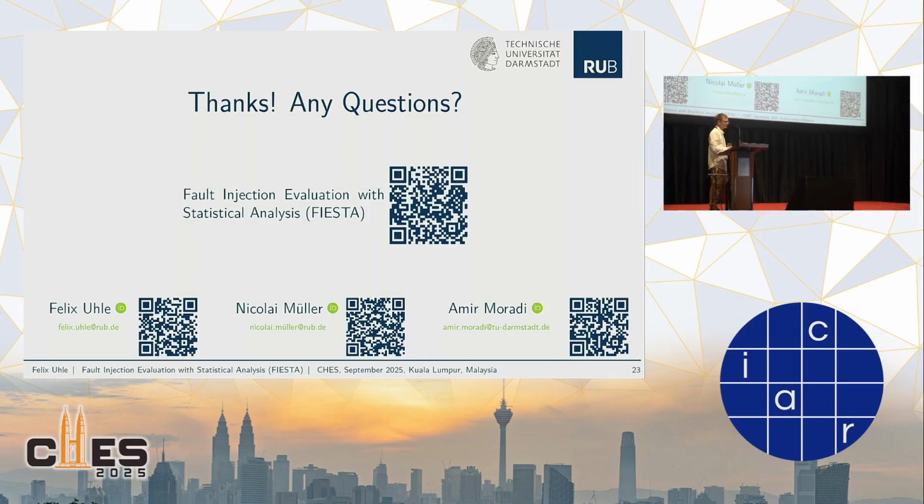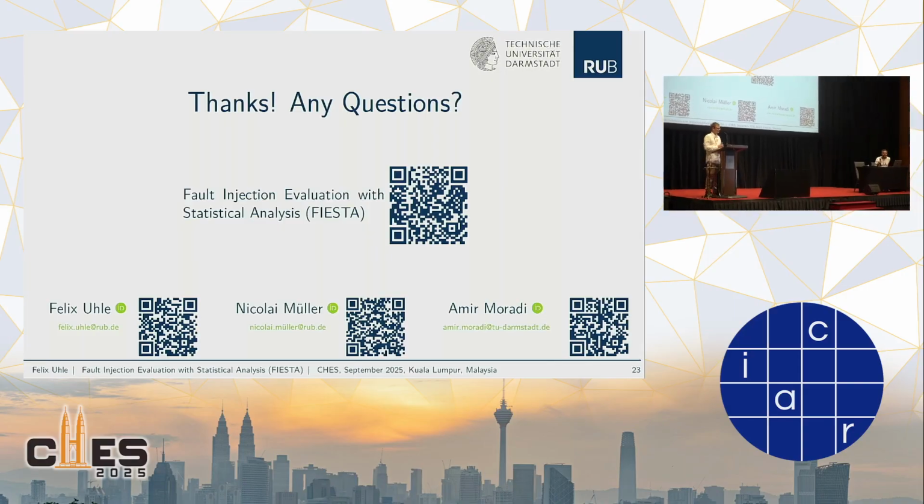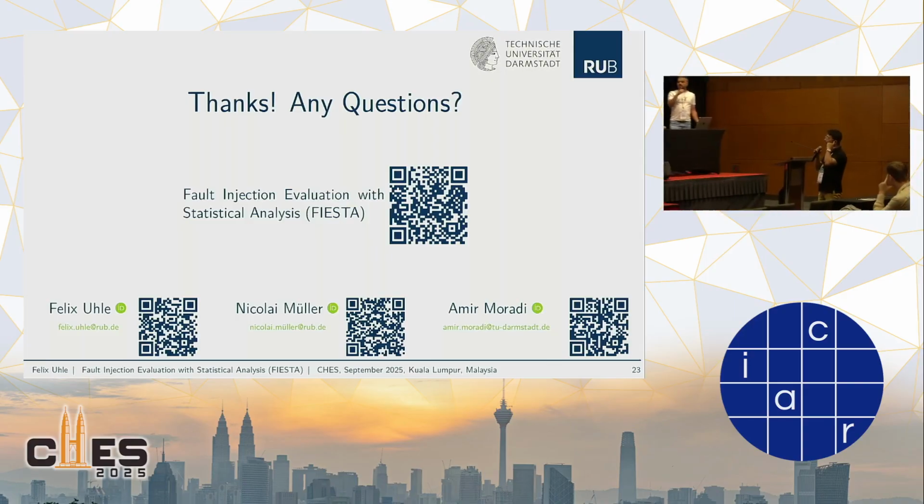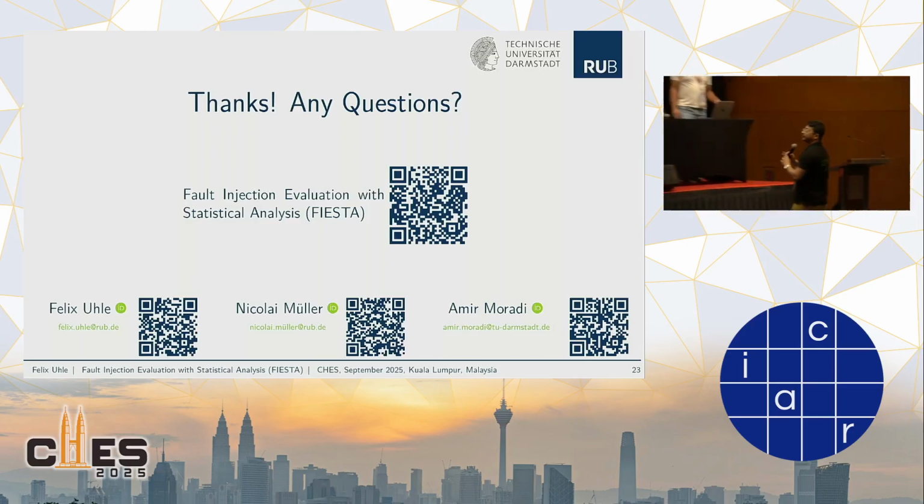Thanks. Yeah, someone. Nice talk. I was just curious, you are considering the random model, right? What if you have a biased model? How does your model adapt to a biased model? You mean biased fault probabilities?